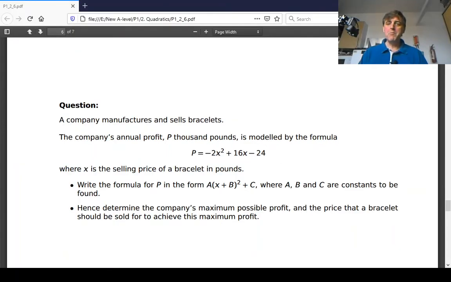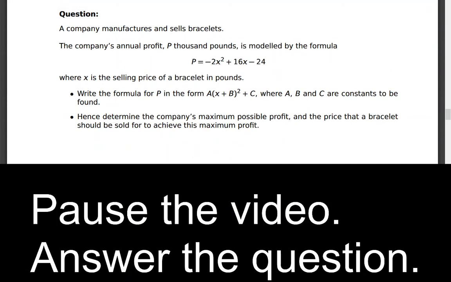Right, let's get a little bit more complicated now, shall we? Here's another quadratic model. This one is to do with money. A company making bracelets want to have as much profit as they can. They've come up with a mathematical model which describes how much profit they're going to make based on the selling price of the bracelets. And they want to know what selling price they should set so that the profit is the most. Okay, so pause the video. It's going to lead you through it a little bit. Have a go at it and see if you can work through this one yourself.